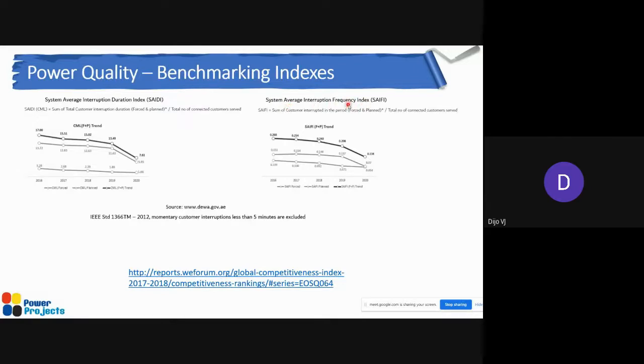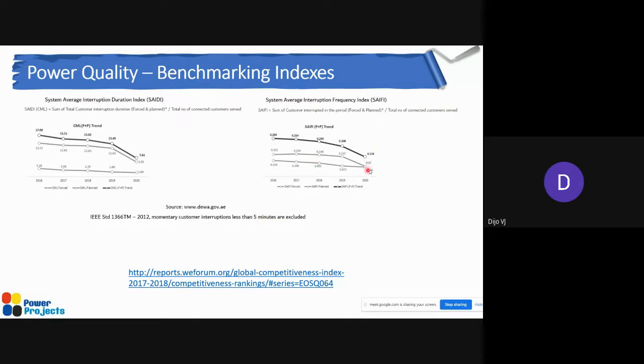I mean, the number of times the power is lost. Okay, you need to understand one thing. These indexes are based on some IEEE standard. So momentary interruptions of less than 5 minutes are excluded while creating this. You need to understand that momentary interruptions of less than 5 minutes are excluded in that.